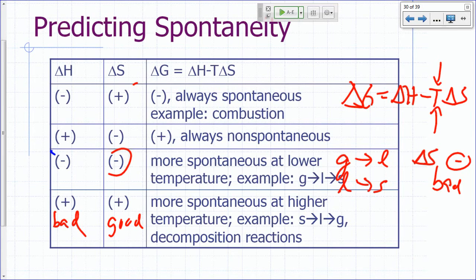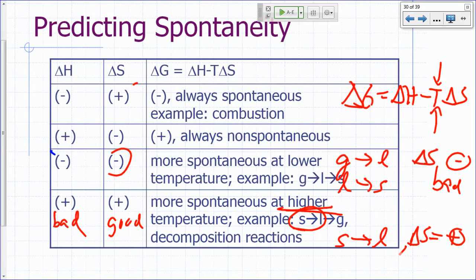But if delta H is positive, then that's bad. Okay. An example of this would be going from solid to liquid. Solid to liquid, that's an increase of entropy, right? But that doesn't mean it's going to be spontaneous, because why? Melting of ice, it's not always going to be spontaneous, right? It's spontaneous when you're in a hot environment, right? But if you put your ice in the very cold freezer, it's not going to melt spontaneously, right? So it's favored at higher temperature.